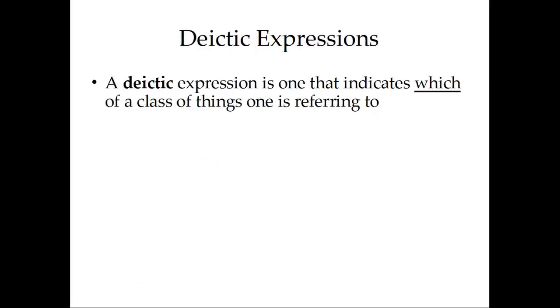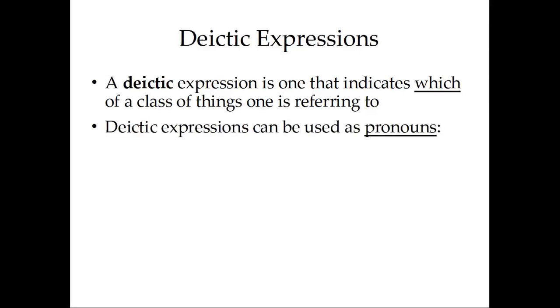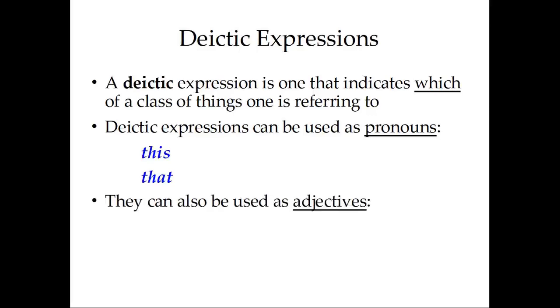A deictic expression is one that indicates which of a class of things one is referring to. Deictic expressions can be used as pronouns, for instance, this or that. We are indicating which of a group of things we're referring to, and we're using these deictic expressions just by themselves as pronouns. But these deictic expressions can also be used as adjectives, this or that.